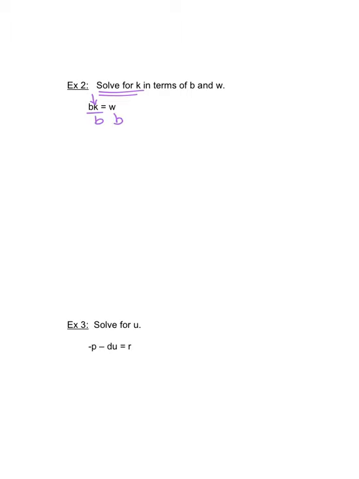Now I can't really divide, so I'm just going to write k equals w divided by b like that. And we use the fraction sign. Do not use the little division sign with the 2 dots because we tend not to use that as much. So k equals w divided by b.